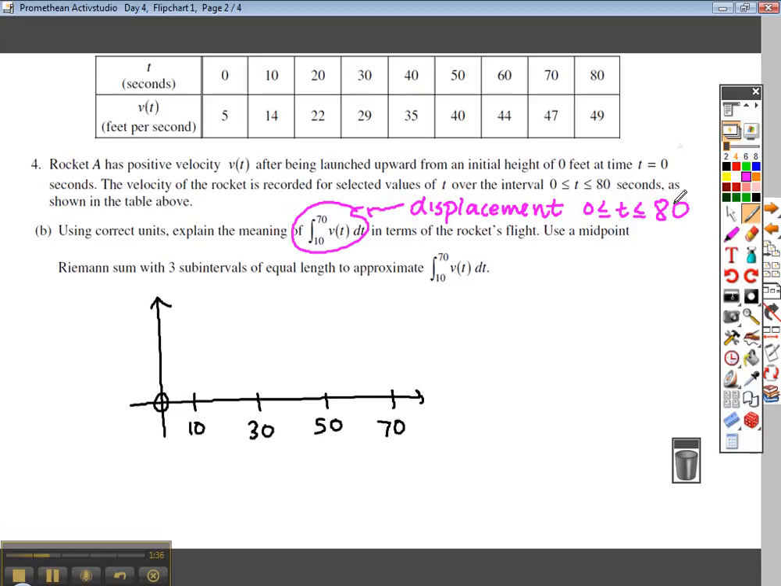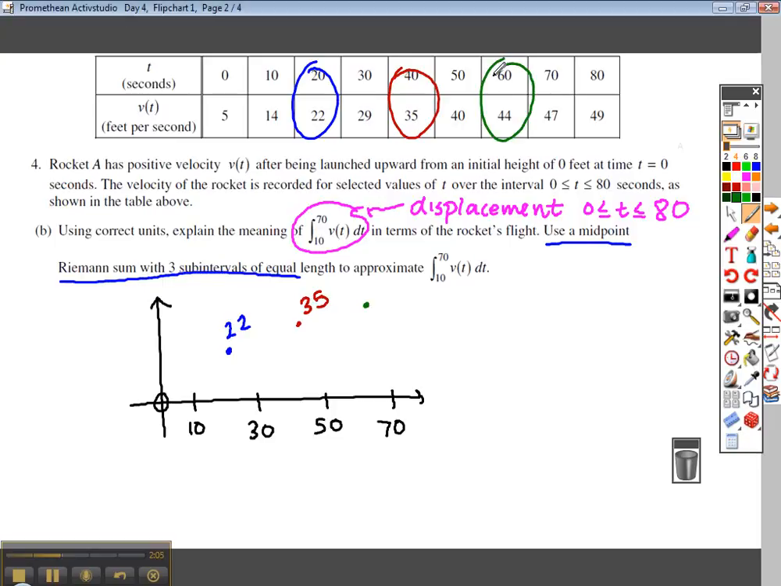And it says, use a midpoint Riemann sum with 3 subintervals. So here I split it up into 3 subintervals. The integral is asking for the area under the curve, but we're asking for a midpoint. So midway between 10 and 30 is 20, and if you look, 20 has a height of 22. In between 30 and 50 would be 40, and it has a height of 35. And then very lastly, between 50 and 70 would be 60, and it has a height of 44.